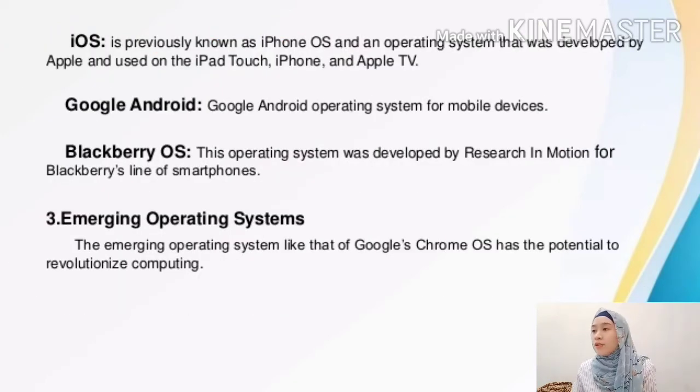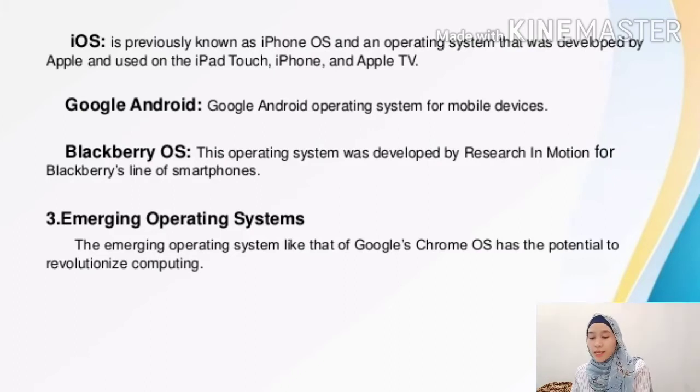Like for example, the iOS, previously known as iPhone OS, an operating system that was developed by Apple and used on the iPod Touch, iPhone, and Apple TV. The Google Android, an operating system for mobile devices, and BlackBerry OS. This operating system was developed by Research in Motion for BlackBerry's line of smartphones.